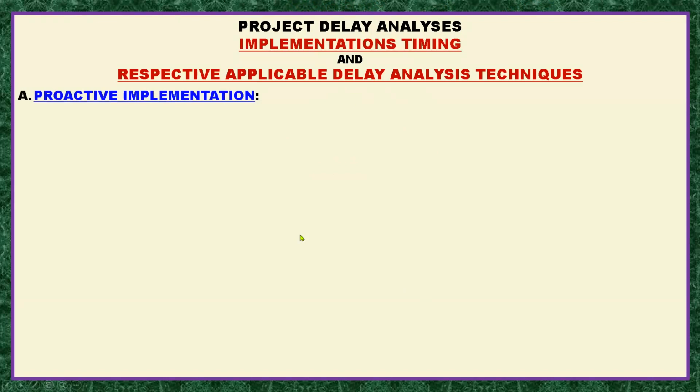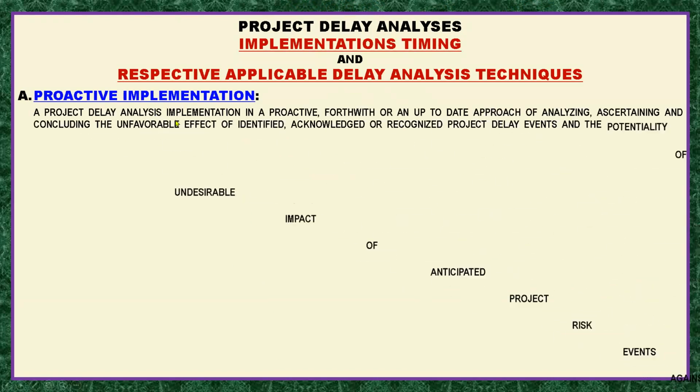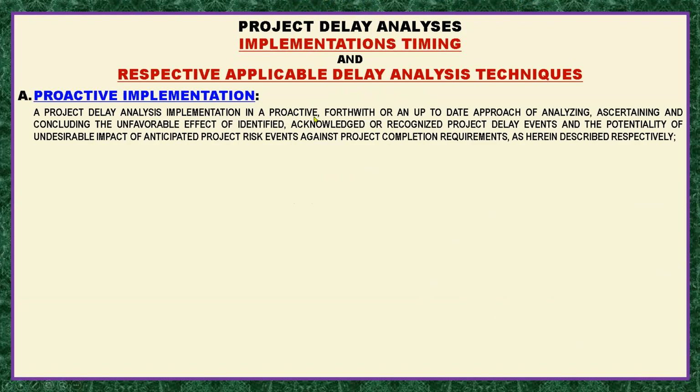Okay, first is the proactive implementation. When we say proactive implementation, that is a project delay analysis implementation in a proactive, forthwith, or up-to-date approach of analyzing, ascertaining, and concluding the unfavorable effect of identified, acknowledged, or recognized project delay events, and the potentiality of undesirable impact of anticipated project rest events against project completion requirements as herein described respectively.